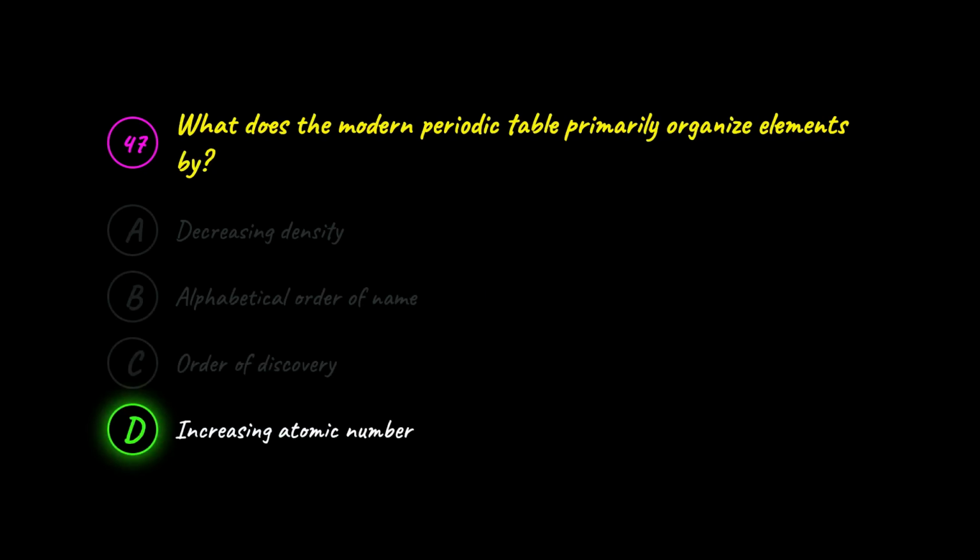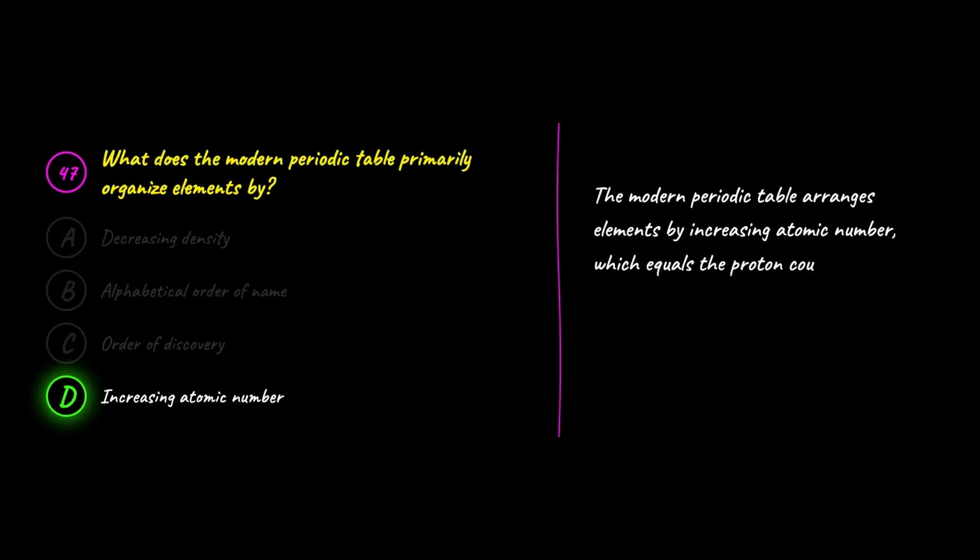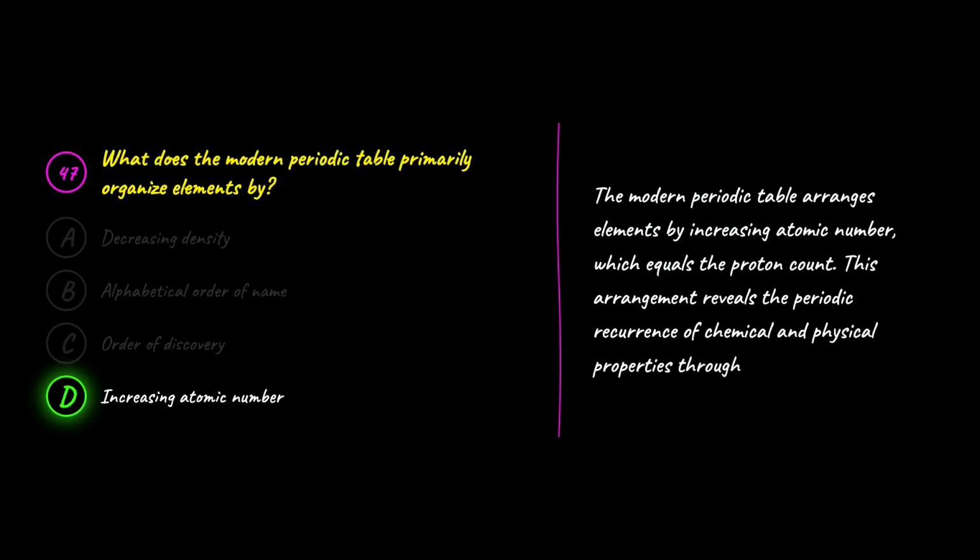The correct answer is D. Increasing atomic number. D is correct because the modern periodic table arranges elements by increasing atomic number, which equals the proton count. This arrangement reveals the periodic recurrence of chemical and physical properties throughout the entire table for chemists worldwide.